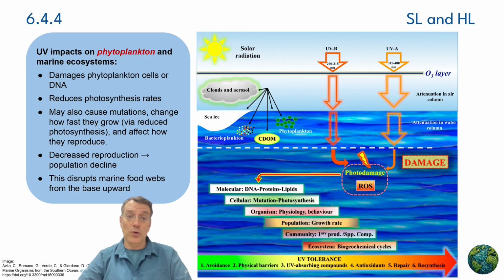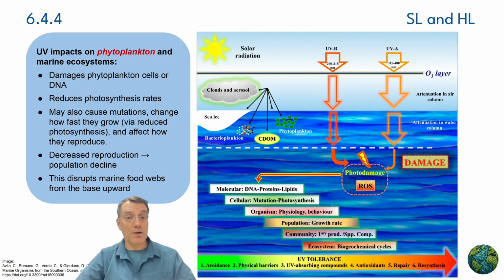Phytoplankton are microscopic organisms that float near the surface of the ocean, and they perform photosynthesis. They are the foundation of marine food webs. So when UV radiation damages their cells or their DNA, it reduces their ability to photosynthesize. That means they produce less food and less oxygen. UV can also cause mutations in phytoplankton which might change their growth rates, and that can affect their reproduction.